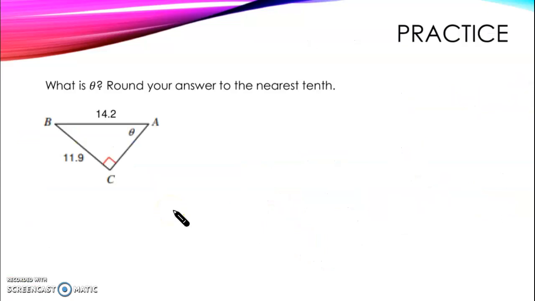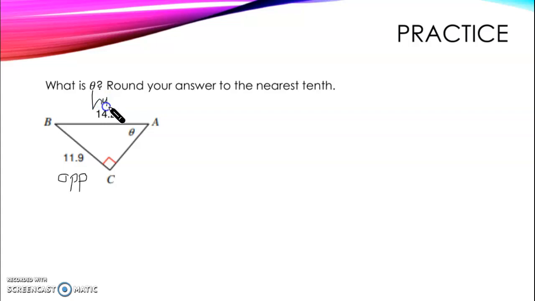Let's try one more example here. So we want to figure out what theta is, and we want to include an equation that has both pieces of information that they gave us. It looks like the 11.9 is the opposite side, and 14.2 is across from the 90-degree angle, so that is the hypotenuse.